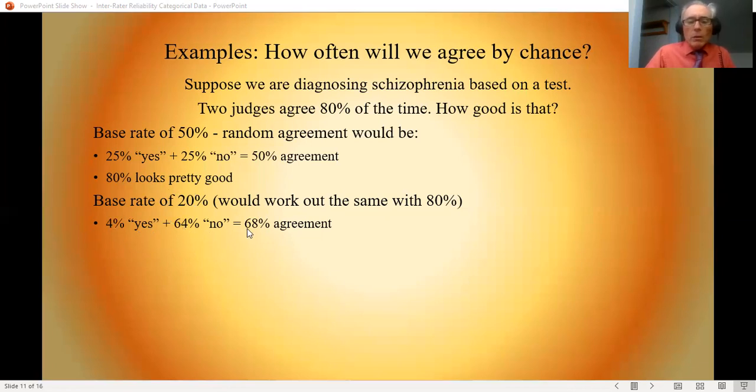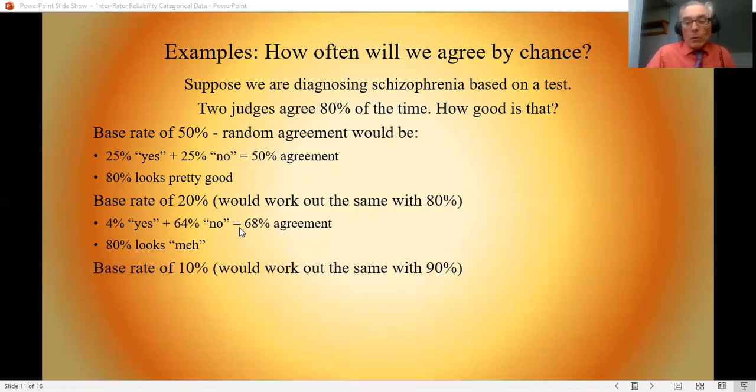You add those together, and in fact, we would expect through random guesswork alone that we would be agreeing 68% of the time. Now, 80 is greater than 68, but it's not much better, is it? So we're now feeling like the diagnostic procedure is maybe better than nothing, but it's not great. And it only gets worse. I'll give you just one more example, but the more extreme this becomes, the worse it's going to get.